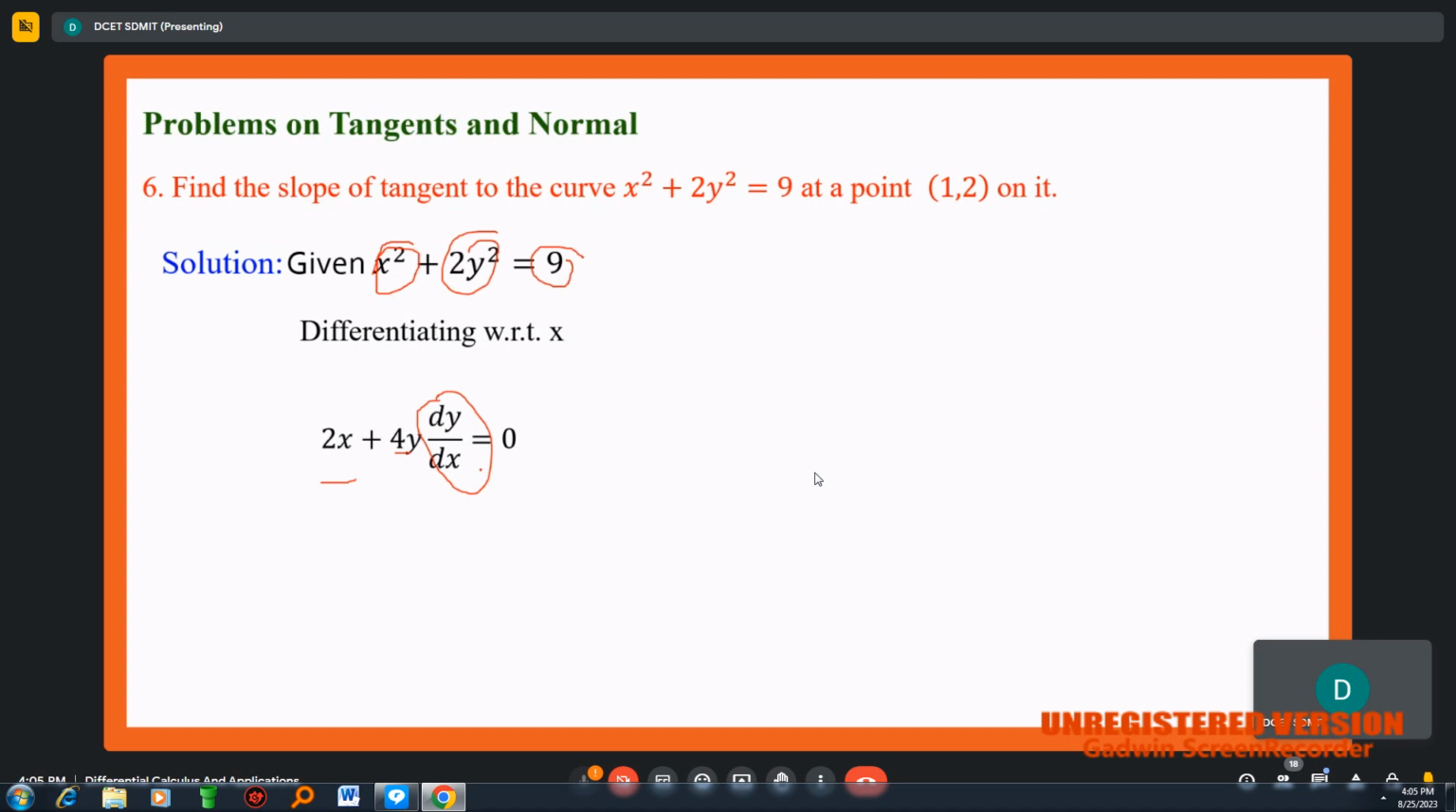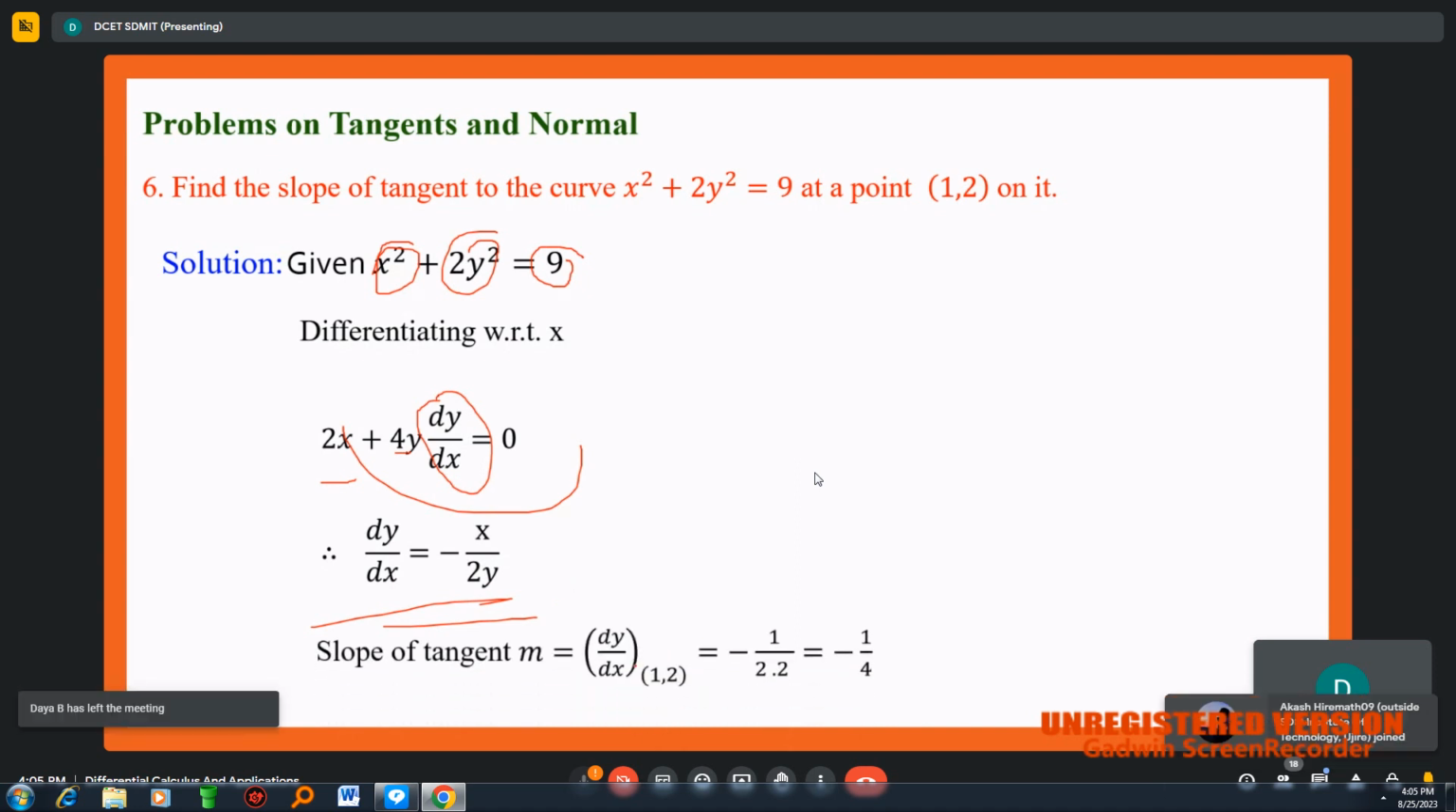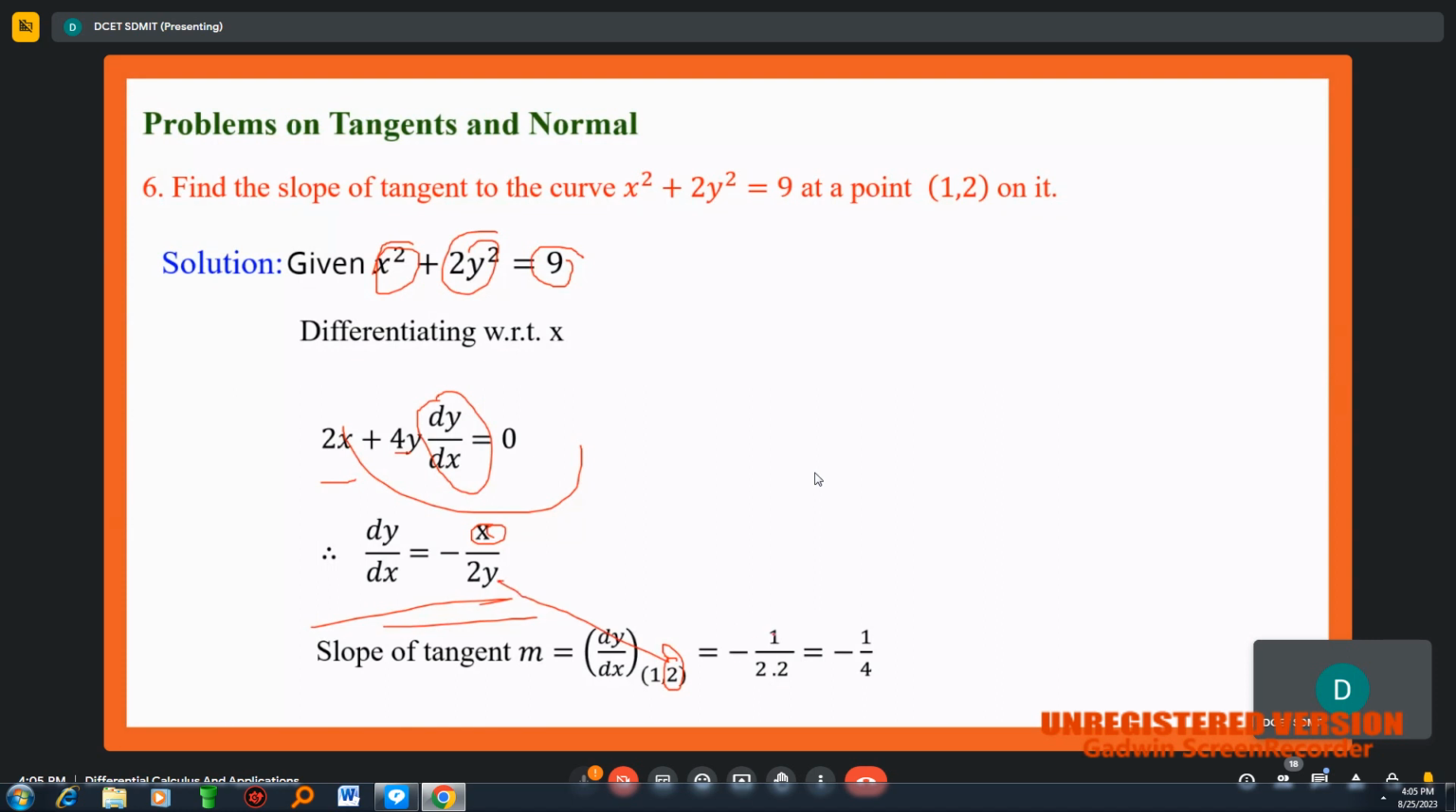Now we want dy by dx, so simplifying, dy by dx is equal to minus 2x divided by 4y, that is minus x by 2y, which is the required slope of the tangent to the curve. Next we have to find it at the point 1 comma 2. In the place of x we replace 1 and in the place of y we replace 2. We get minus 1 divided by 2 into 2, which is equal to minus 1 by 4. Okay, clear this one?